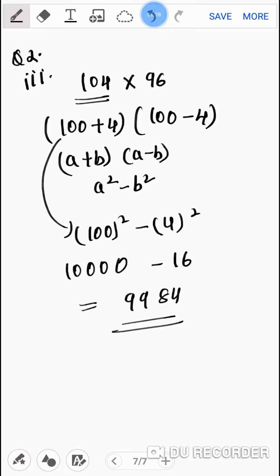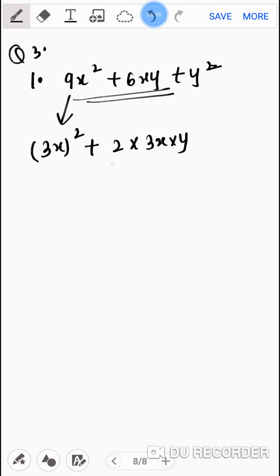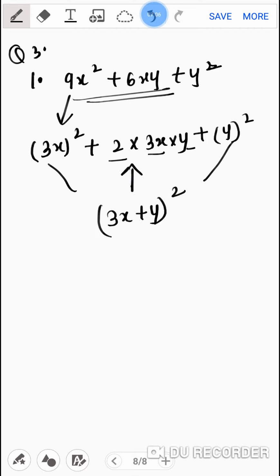Clear. Shall I jump on to question number 3? Question number 3 first says 9x square plus 6xy plus y square. Factorize the following using identities. How will you factorize this? My dear kids, 9x square, can I write it as 3x the whole square? Plus here, it will be 2 into 3x into y, that is 2 into first term into last term. And this is y the whole square. Now if you take the first and last term, this will be 3x plus y the whole square identity.